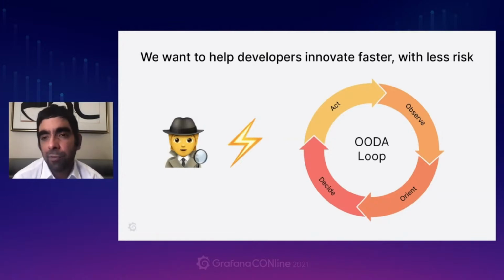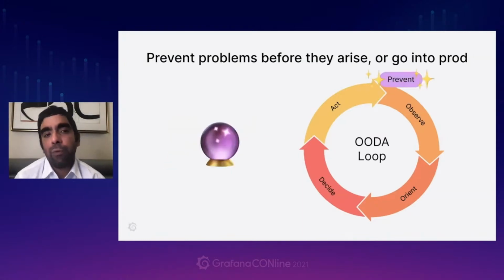And in the case of observability, that means resolving the issue, fixing, remediating the problem, optimizing your stack. But generally, when we think about the OODA loop, we think about high stress situations in production, right? And at Grafana Labs, we really want to help developers innovate faster with less risk. And wouldn't it be great if we didn't have to go through this in production? Wouldn't it be great if we could prevent problems before they arise?